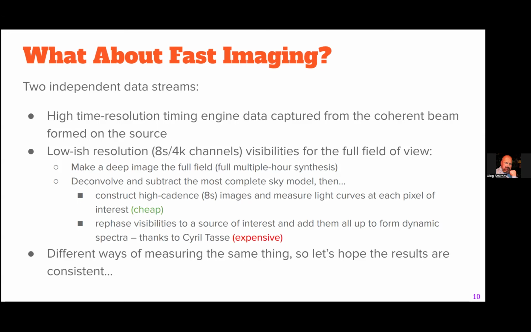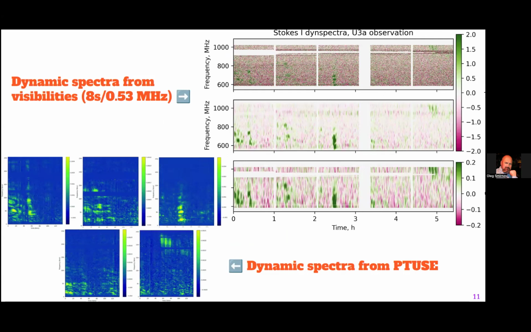And these are essentially these two ways. If you look at our pulsar, there are different ways of measuring the same thing. So we should hope the results are consistent, and it turns out that they are.